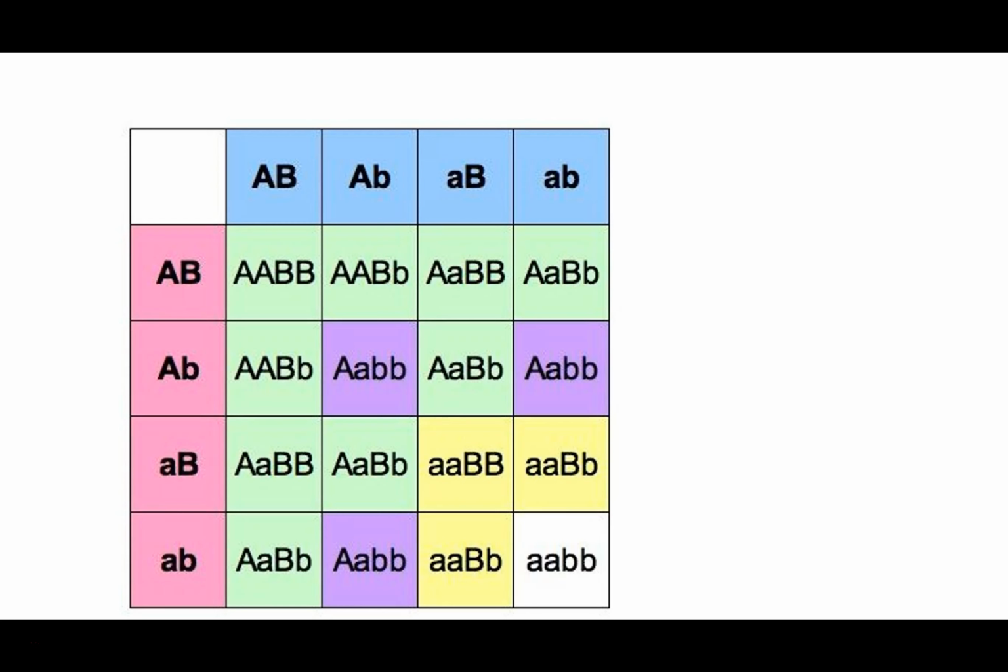So this is another example here, right? And then once you have done the Punnett square, you just look at the phenotype, what it codes for, and then you start counting the ratio. That's it.